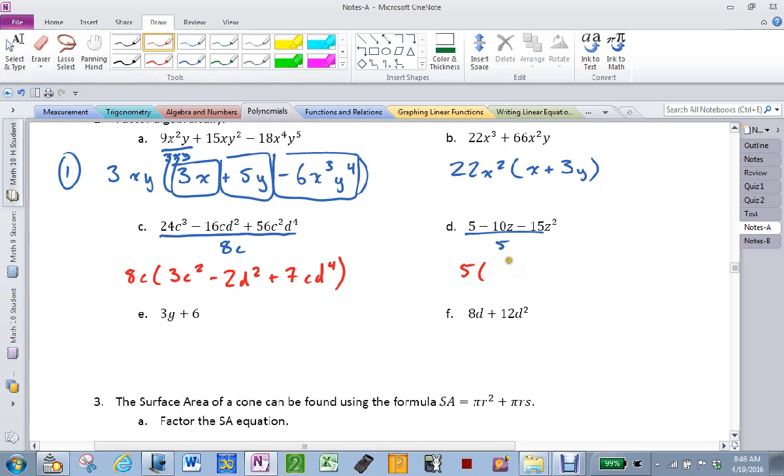Now remember, this is an error that a lot of you are going to make when you are rushing through your provincial because you feel you're going to get extra points for finishing first. 5 divided by 5. You have always been taught that it cancels, which you guys seem to think makes it disappear. It does not. It is 1 minus 2z minus 3z squared.